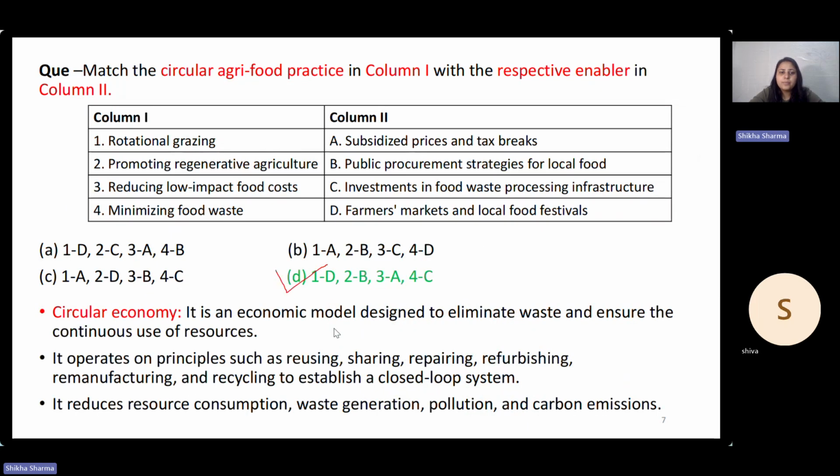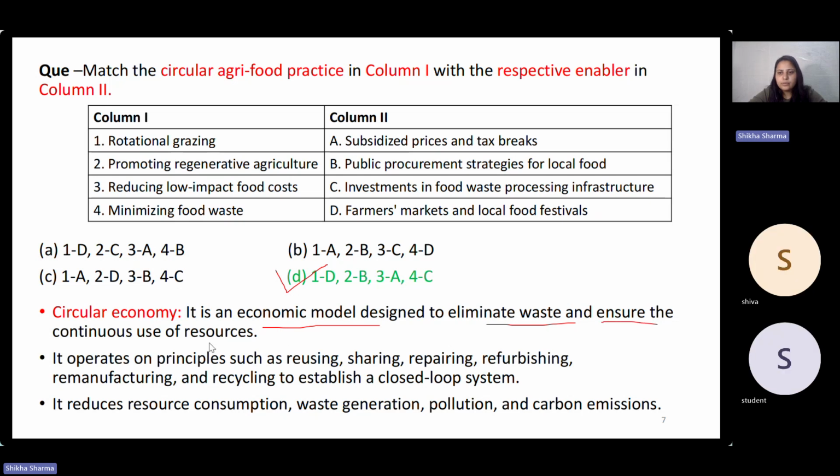So basically circular economy is an economic model which is designed to eliminate the waste and ensure the continuous use of the resources. So it operates on the principle of reuse, sharing, repairing, refurbishing, remanufacturing, and recycling to establish a closed loop system. So it is designed on the concept of reducing the waste, recycling the waste, and reusing the product if it can be reused. So this concept of circular economy tries to reduce the waste which is generated and the resource consumption, and also it tries to reduce the pollution and carbon emissions.